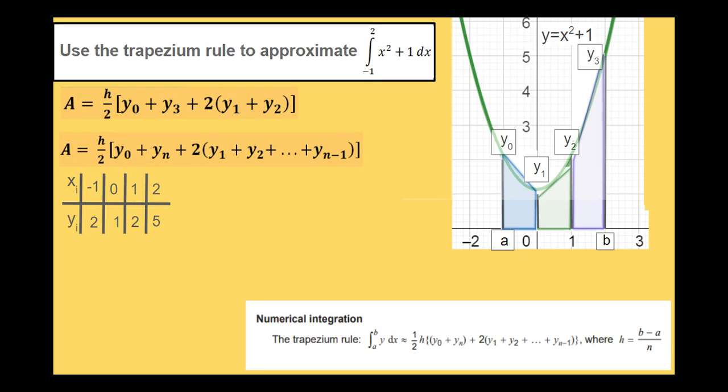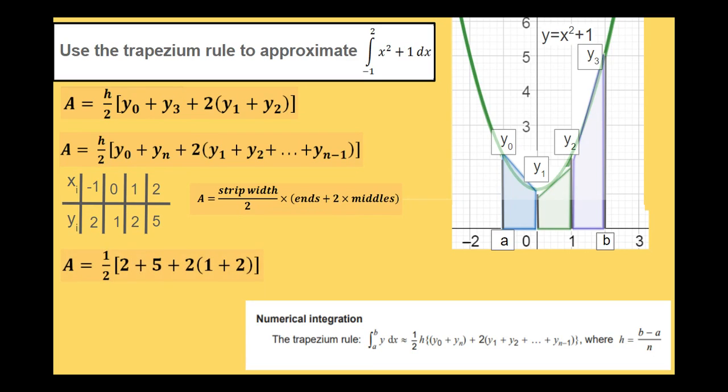And then inside, we've got the sum of all the y coordinates from the middle of trapezia up until the penultimate y ordinate. One way of remembering this is to say it's the strip width divided by 2 times the ends plus twice the middles. So we can now sub in all our y values rather than working out 3 separate trapezia to get their total area, which works out at 6.5 square units.